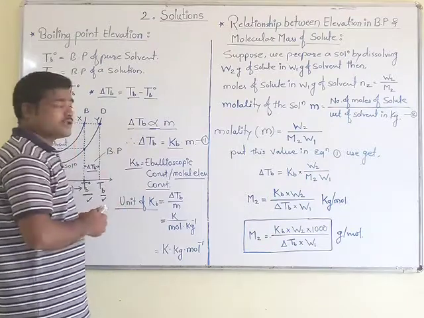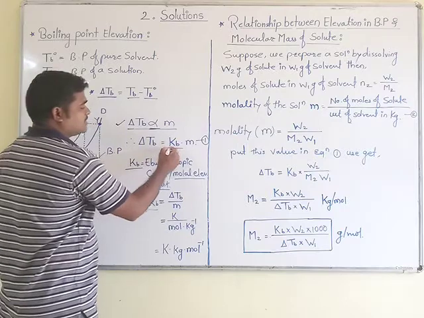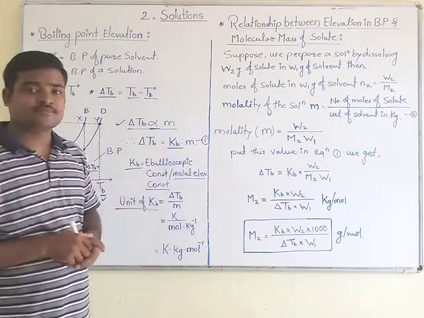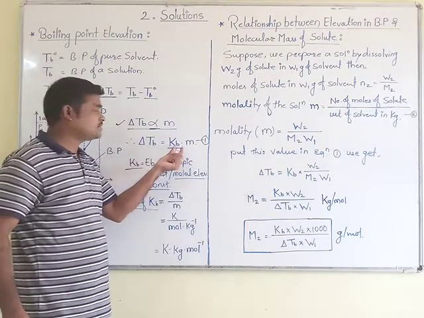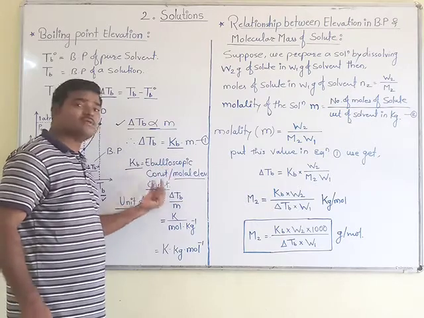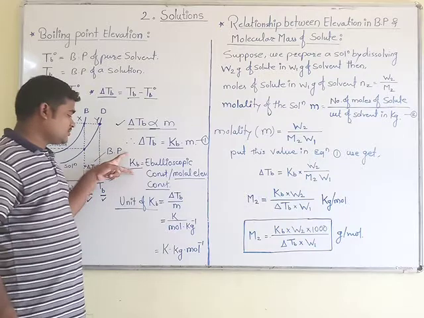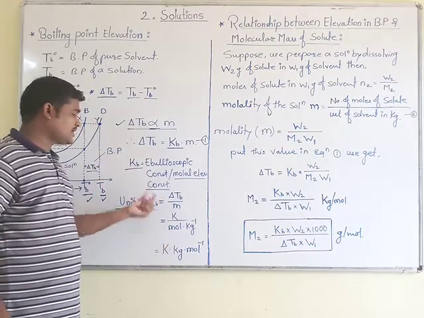Now with the help of this equation we can modify it by removing the proportionality sign. Instead of that proportionality sign we can take Kb. That Kb we call the ebullioscopic constant or molar elevation constant. Now this term will help us to find out its unit, that is Kb.